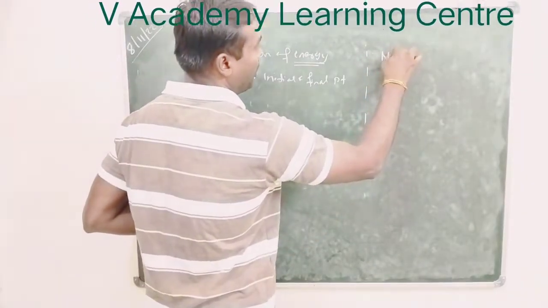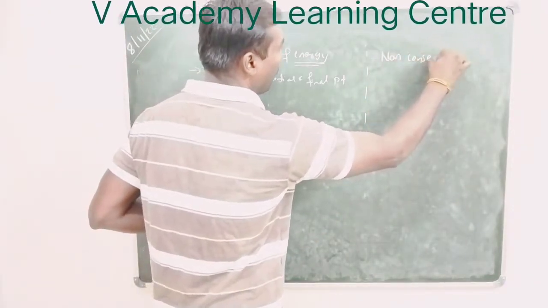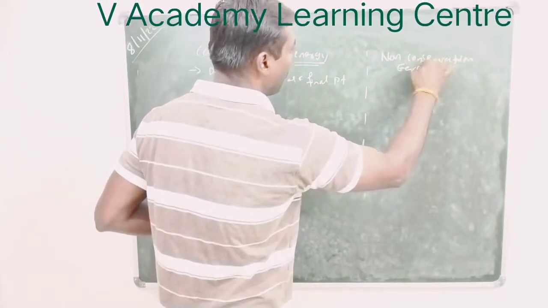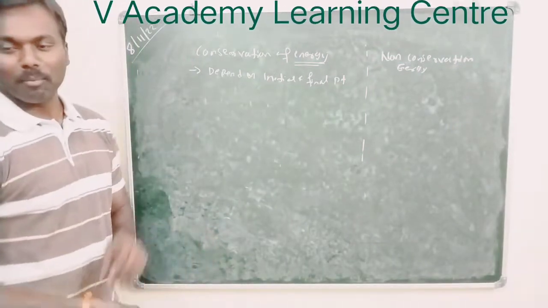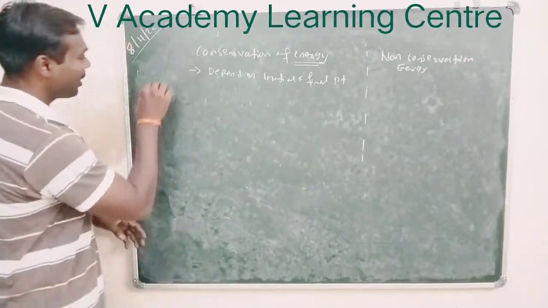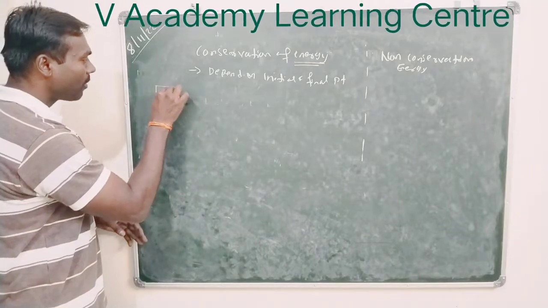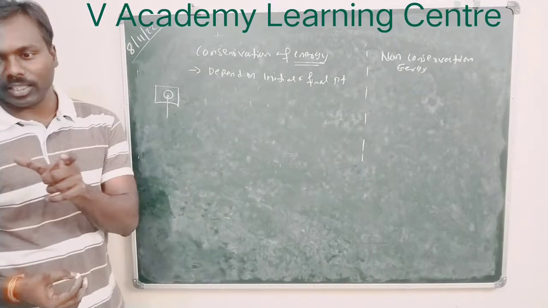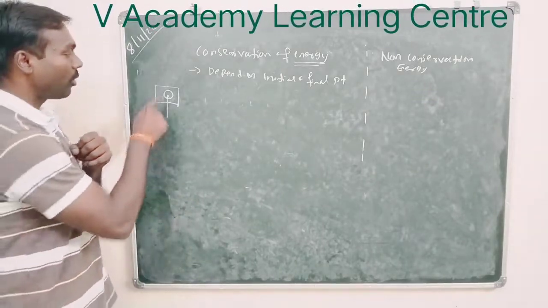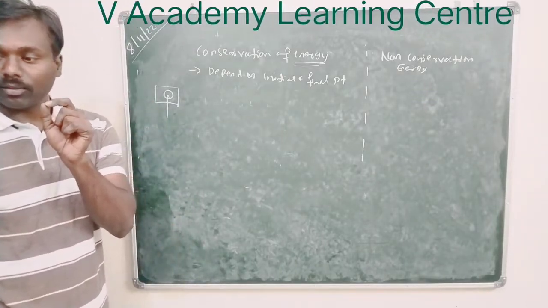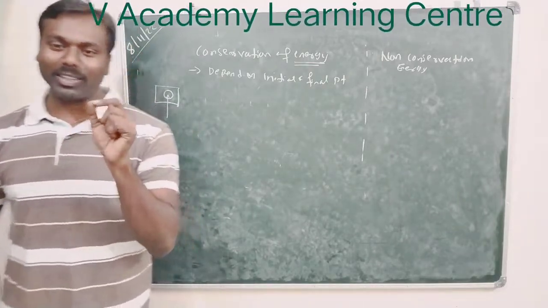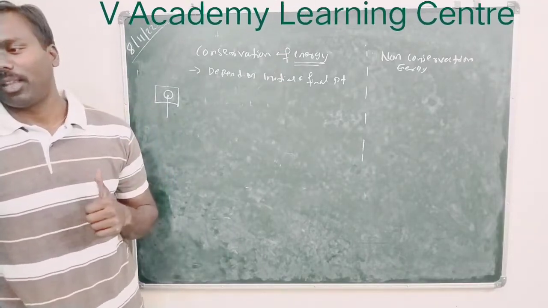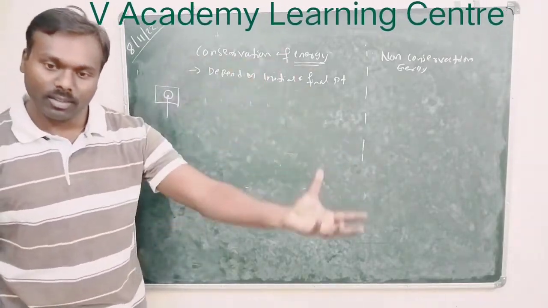Non-conservation, non-veg. What is non-veg? Veg. I have a pure veg board. We see symbols like this on products. If you take Parle-G, the green symbol is there. What does it mean? It means it is veg, made up of plant-based raw materials.